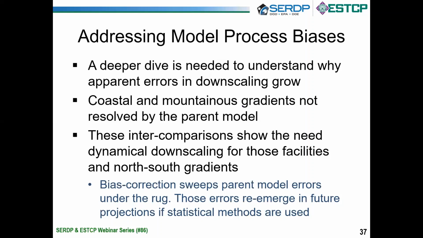For this specific model, coastal and mountain gradients were not well resolved, and these intercomparisons show that if we care about north-south gradients in California, dynamical downscaling is important. And ultimately, I would point out that the bias correction techniques that led to the apparent agreement during the historical record between observations and the parent model's downscaled results really sweep those errors under the rug, and those will tend to reemerge in future projections if statistical methods are used.